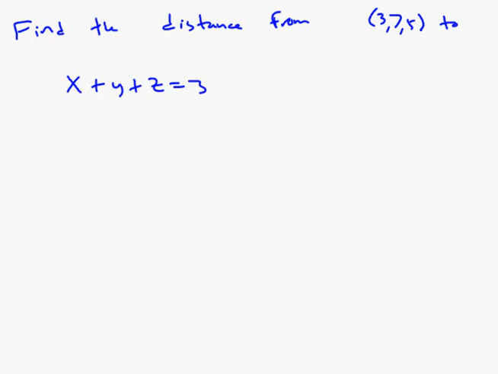Find the distance from the point (3, 7, 5) to the plane x plus y plus z equals 3. All right, so let's just draw a picture of the situation. Now, this is not necessarily how this plane would be oriented in 3-space, but here's a section of that plane. And this point we know is not on the plane.